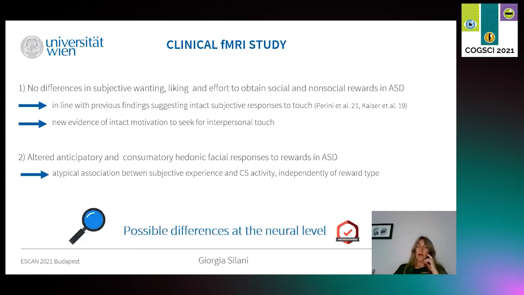So what we are looking at now are possible differences at the neural level, and this is what we will work on in the next months.